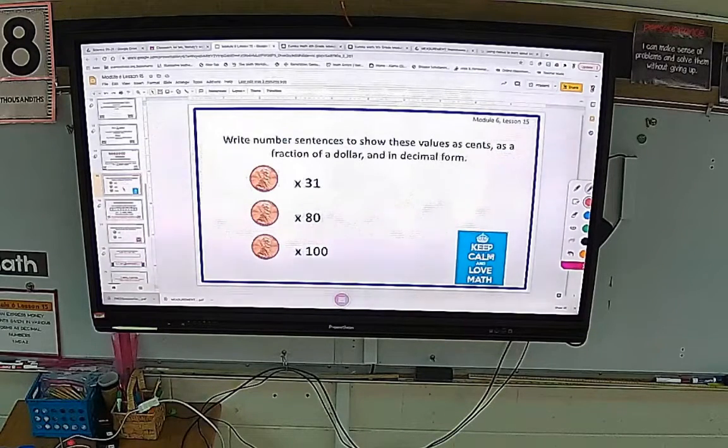It takes 100 of those pennies to make $1. So what fraction of a dollar is 31 cents? And then what does that look like as a decimal?